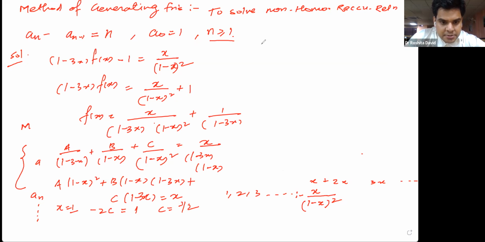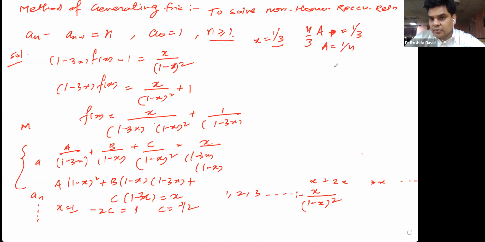So now I'm taking x equal to 1 by 3. For x equal to 1 by 3, this number is going to be 1 minus 1 by 3, meaning 2 by 3, square. So 4 by 9 a, plus this is going to be 0, this is going to be 0. So 4 by 9 a is 1 by 3. So a is going to be 1 by 4.